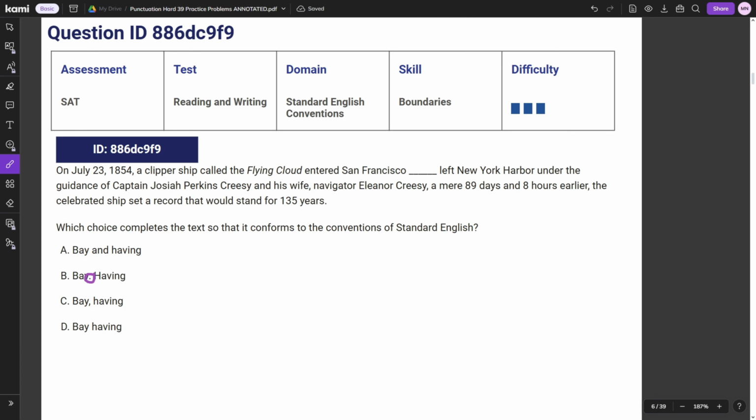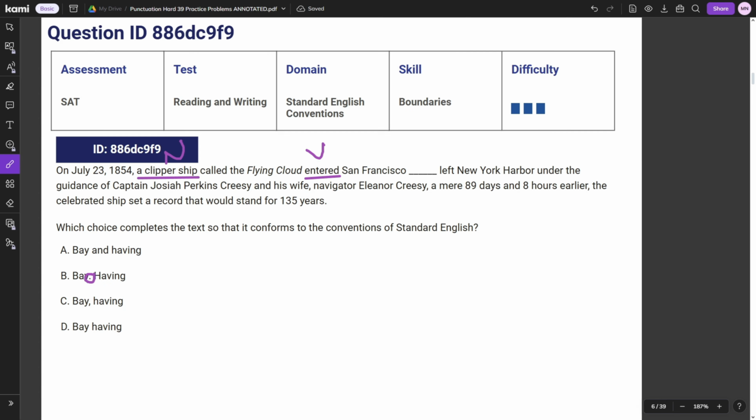So we know that periods connect 2 complete sentences. So first we have to check out, is this even a complete sentence? Hopefully by now you know what makes a complete sentence. A complete sentence needs a noun and a verb. So let's check. In our sentence, we have a noun right here, which is a clipper ship. And then we have our verb, it entered. So we do have a complete sentence.